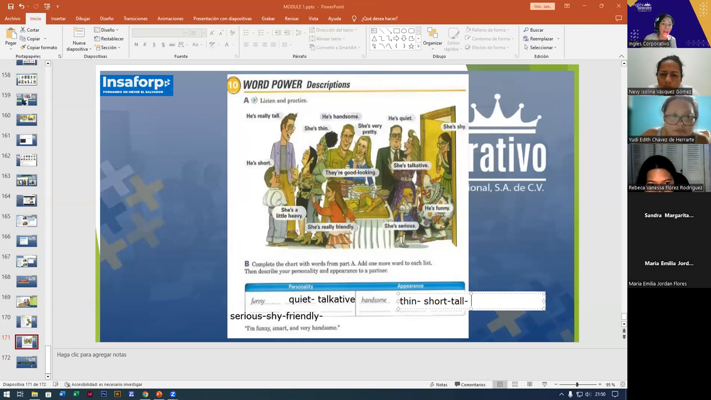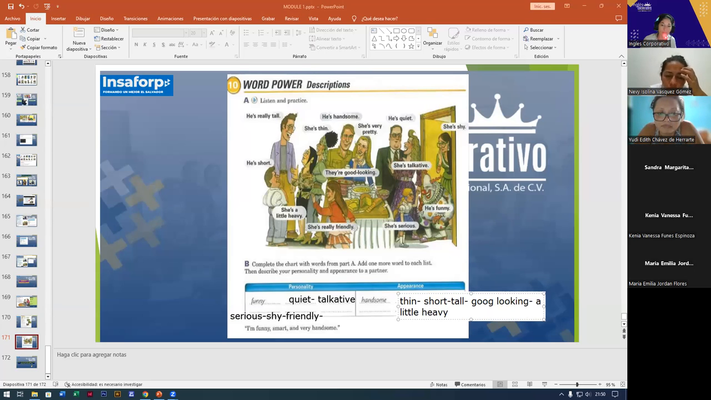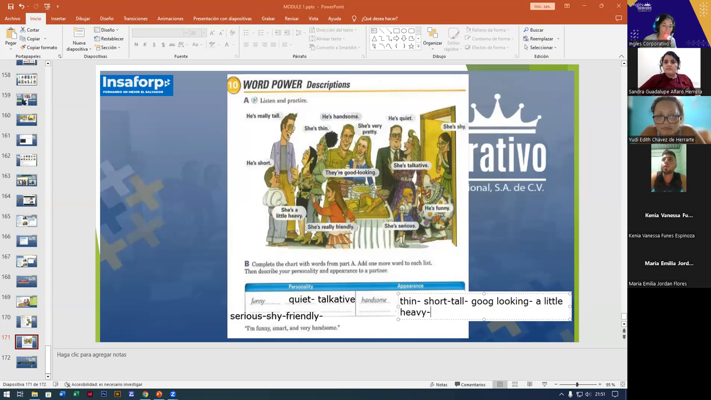Good looking. Ah, good looking. That's true. Yes. A little heavy. That's good. Yes. Which one? Friendly is personality. Really? Internal characteristic. Which one? Pretty. Pretty, yes. It's appearance, yes. It's fat. Fat, that's good. What else?